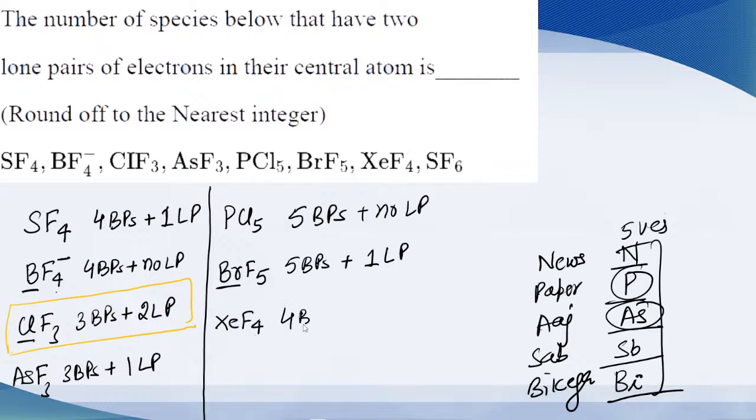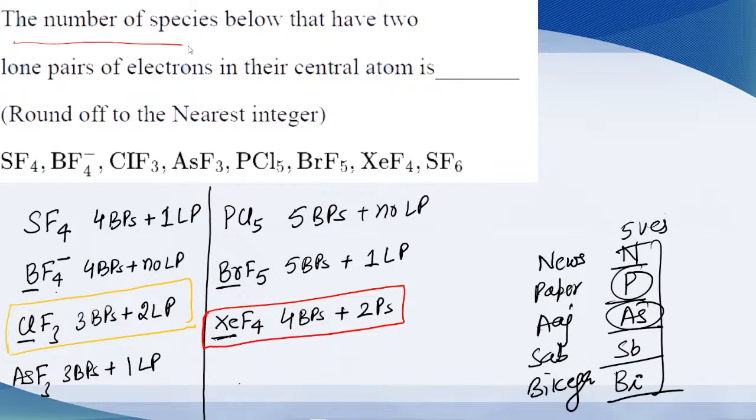Now XeF4. There are 4 bond pairs, and xenon has total 8 valence electrons. Out of 8, 4 are used. So how many left unshared? 4. So 2 lone pairs. Again there are 2 lone pairs, because we need those species having 2 lone pairs.